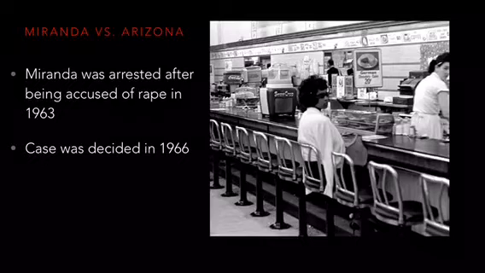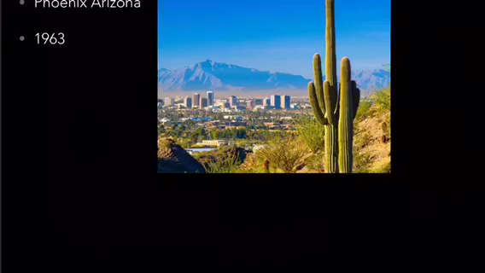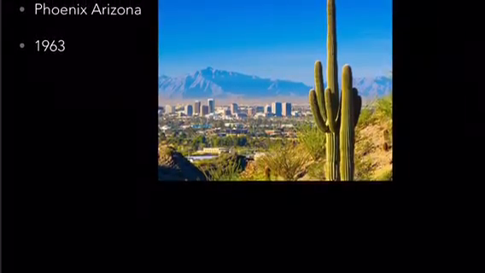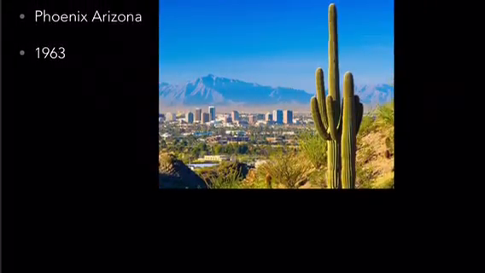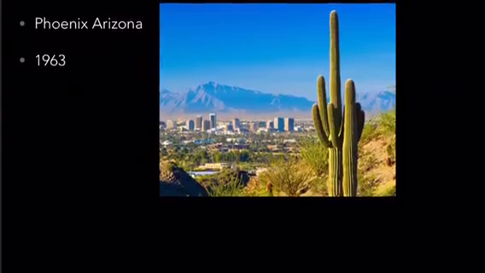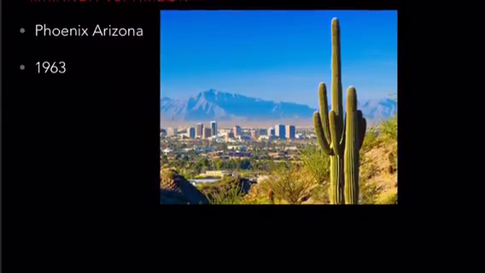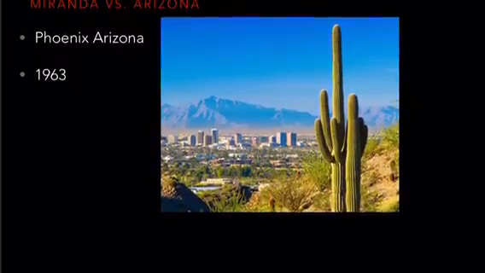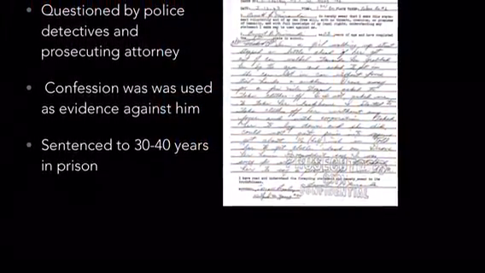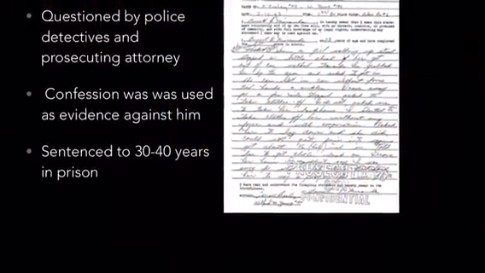The case happened when Ernesto Miranda was arrested in his house and brought to the police station, where he was questioned by police officers in connection with a kidnapping and rape. The case originated back in Phoenix, Arizona, when Miranda was questioned by police detectives and a prosecuting attorney. He was interrogated for 2 hours, where he signed a written confession. The confession of Miranda would be used as evidence against him in trial.